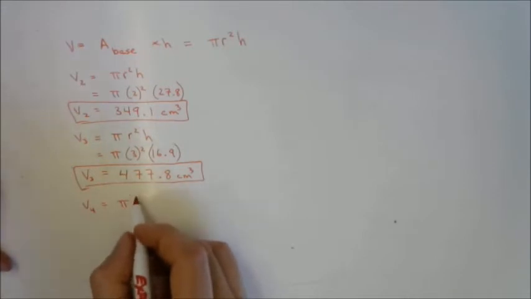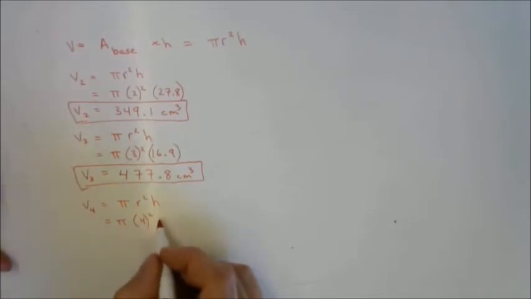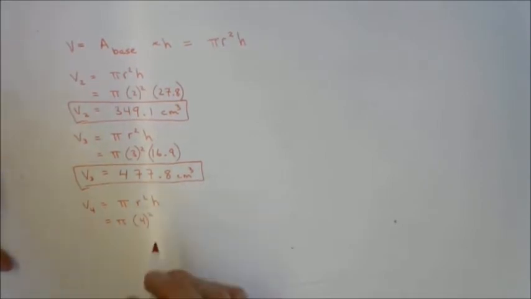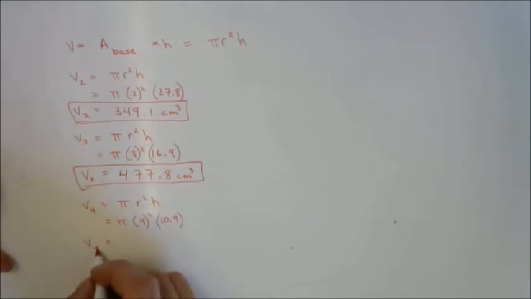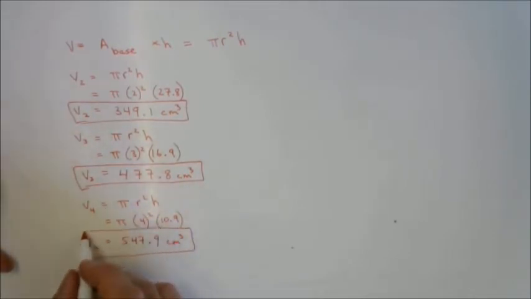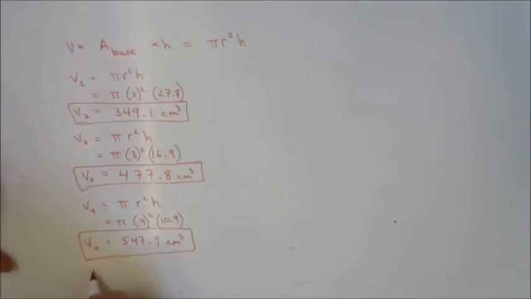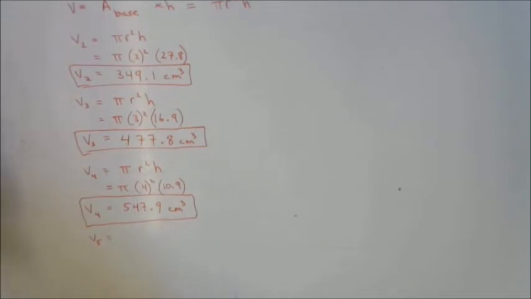Volume 4: pi r squared h. Here we know the radius is 4, so we're going to do 4 squared times the height. The height was 6.9 on this one. Oh no, 10.9. 547.89. What's happening? It's getting bigger, going up. Greater volume, even though they have the exact same surface area. Is bigger volume better? It's more efficient if you can use the exact same amount of material. They'll package more in it. More efficient.